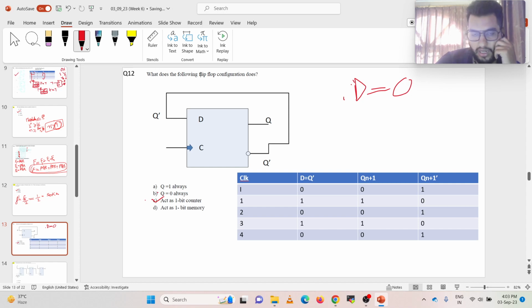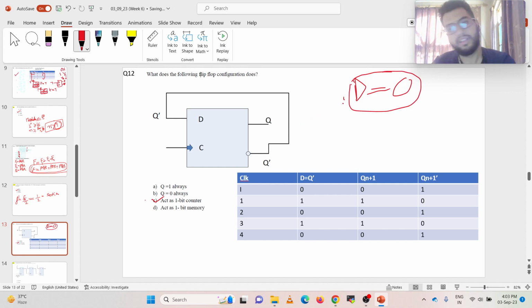So I'll repeat it again. We have assumed D equal to 0 as the initial condition. Even if you assume D equal to 1, the same thing will happen. Then it will go 1 0 1 0 1 0. That's the only thing that will change. The rest of the things will be the same.